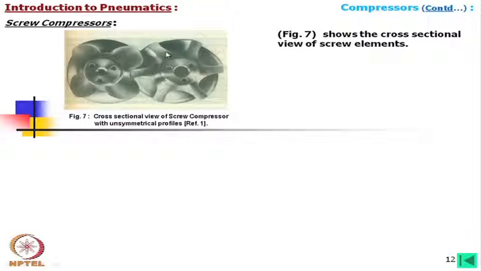And here what we find, 1, 2, 3, 4, 5, 6, here 4 and here 6. That is why you will find that these two are rotating at different speed and we need a separate gear of the same ratio at the end, just to match that.